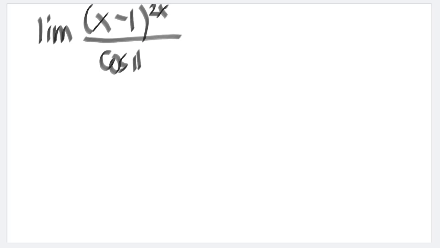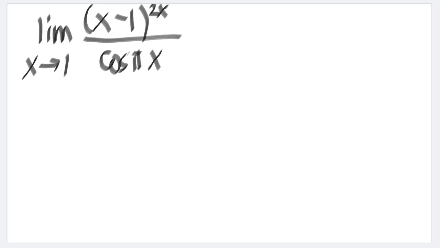Now, taking cue from the properties of limits, we will now evaluate this function: the limit of (x minus 1) raised to 2x all over cosine pi x as x approaches 1. We have many methods to kill a cat, right? So the same with solving this problem, we have many methods. The first one is the conventional one.